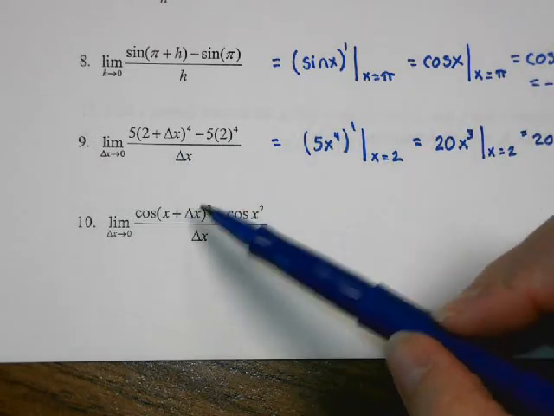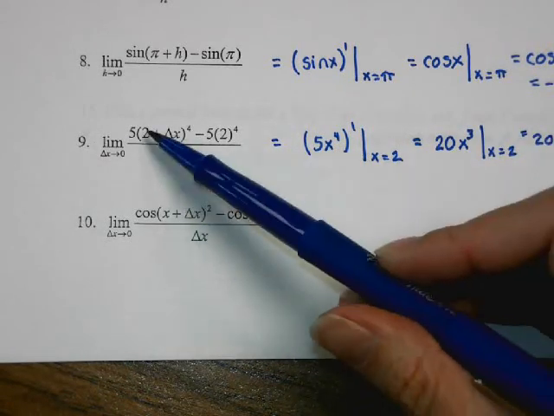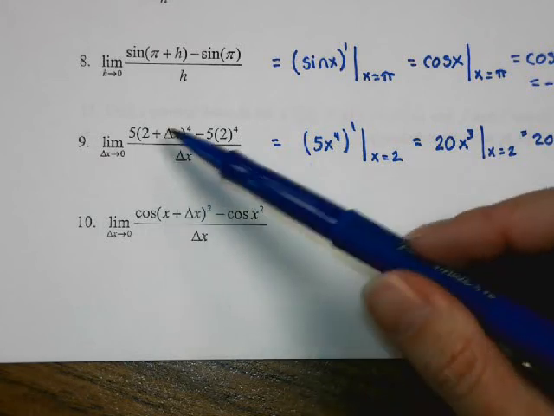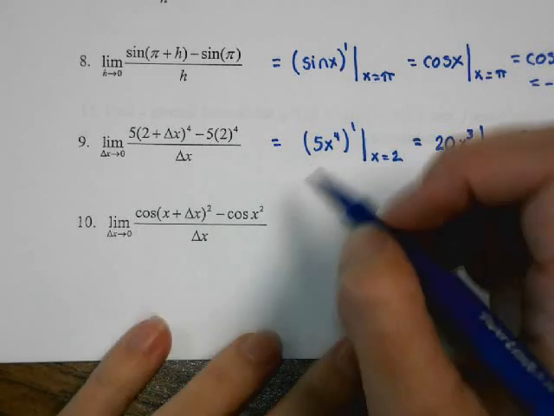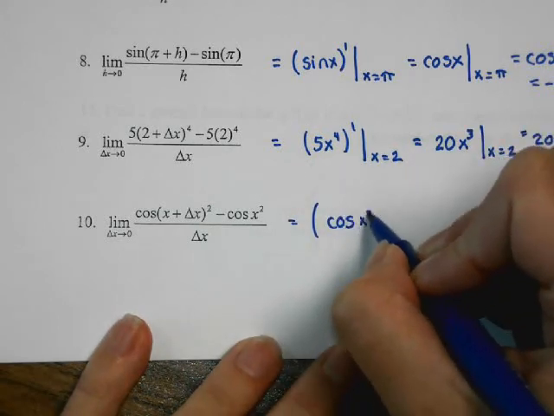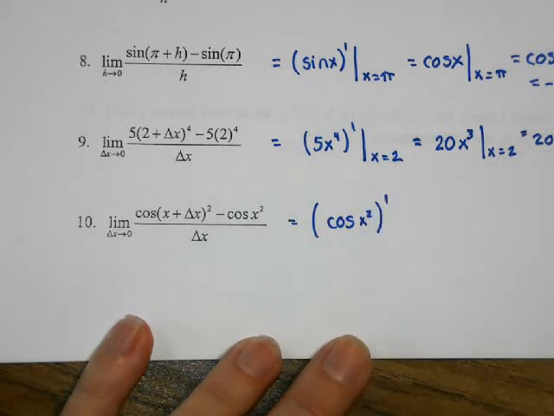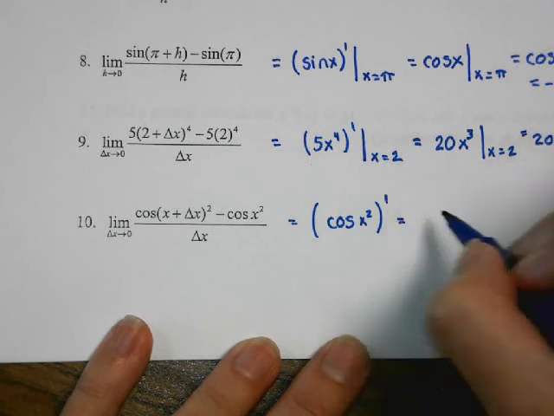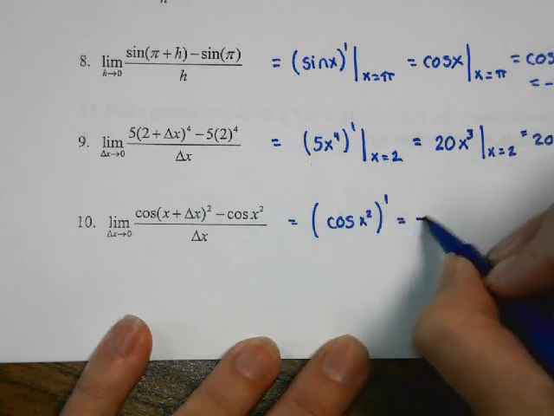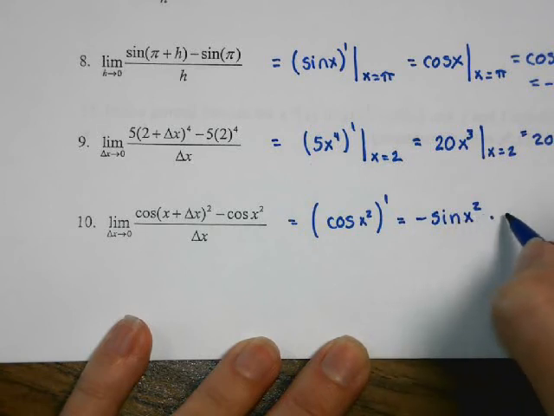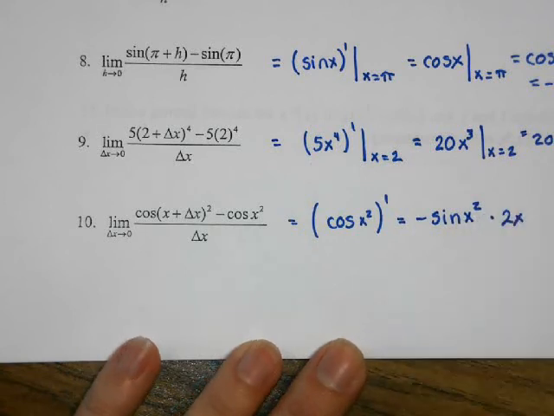This last one here, the x is not a number, so this one's just the generic derivative, not evaluated at a specific spot. So this is just cosine of x squared, that derivative. So the inside here is the x squared. So we're going to have the derivative of cosine, which is negative sine x squared, times the derivative of the inside, which is 2x.